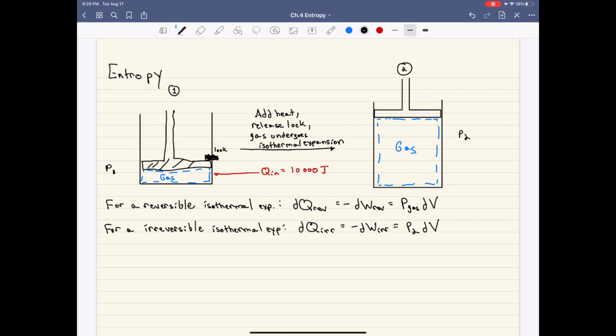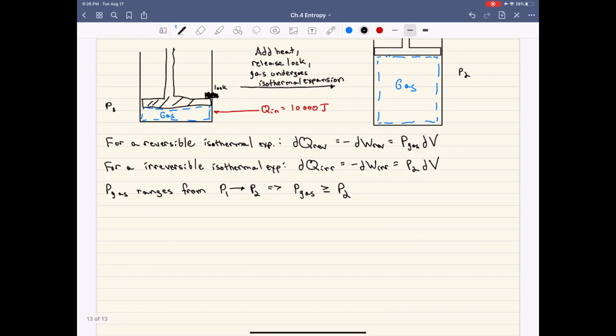Now for the reversible case, the volume is going to be changing so slowly that the pressure of the gas is also going to be changing very slowly. And it's going to range from P1 and then decrease all the way down to P2. And so, in general, if we relate P gas for the reversible case to the P2 in the irreversible case, P gas is going to be greater than or equal to P2. That's the relationship between the two.